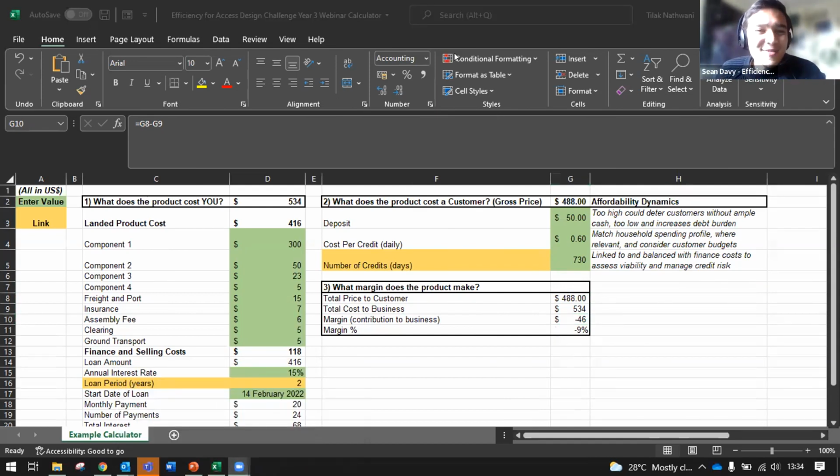Sure. Okay, that's fantastic. And the calculator looks great, a simple tool for people to start playing around with and understand how to achieve affordability. So that's great, and we'll share that with everyone following this. So thanks, Tilak. Thanks for mocking that up, and thanks for your talk.